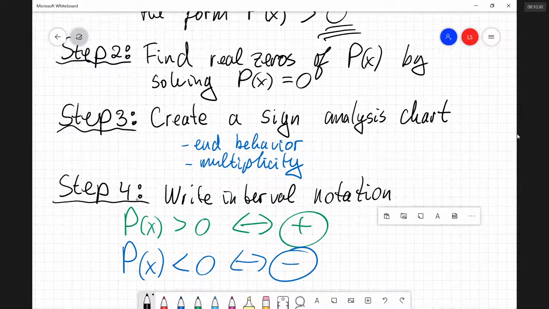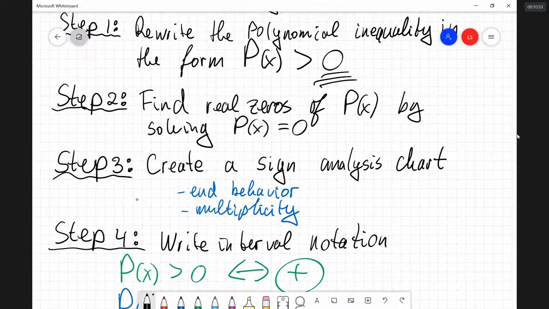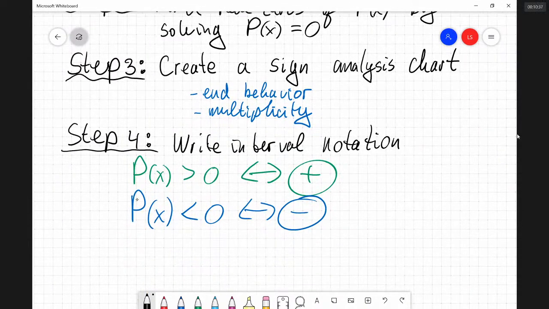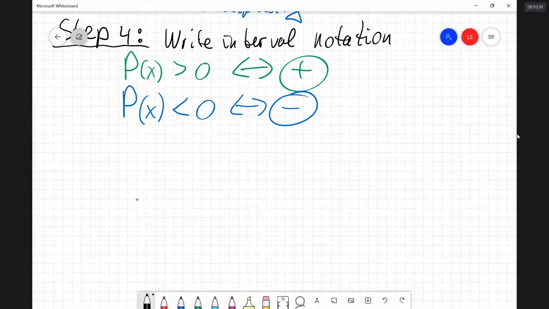But that's really it. Those are the 4 steps that we will have to accomplish, and that'll solve every polynomial inequality. So we'll do a couple of examples for that, and I'm going to try and find a good one that I like. I think I like 30.